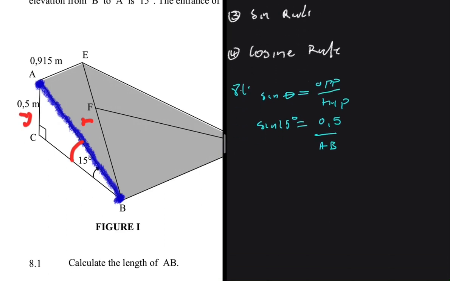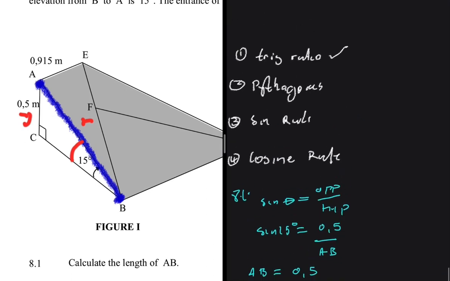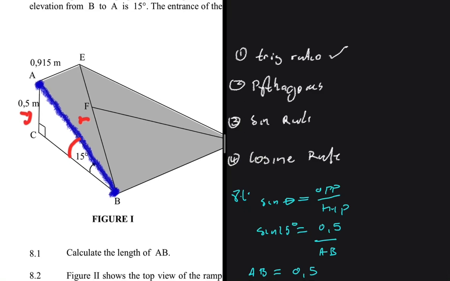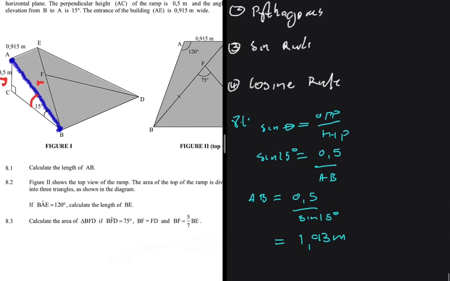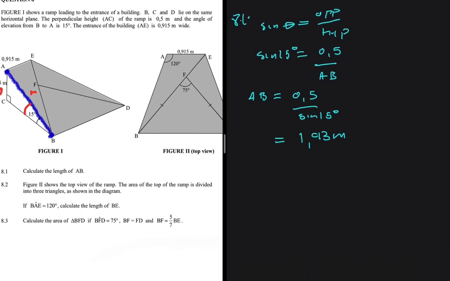You can see here that we're going to cross multiply. If we do that, we get AB being equal to 0.5 divided by sine of 15 degrees. And if you put that in your calculator, you should get AB equal to 1.93 meters. So we have used a trig ratio to find the length of AB. Let's move forward and do 8.2 and see what is happening here.